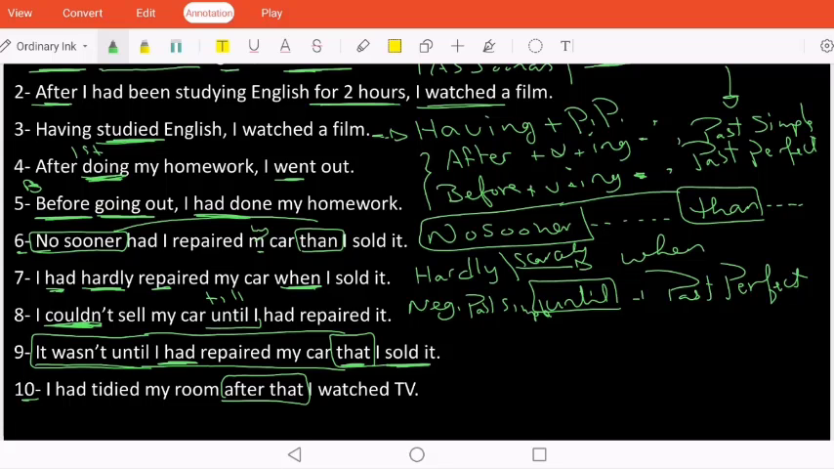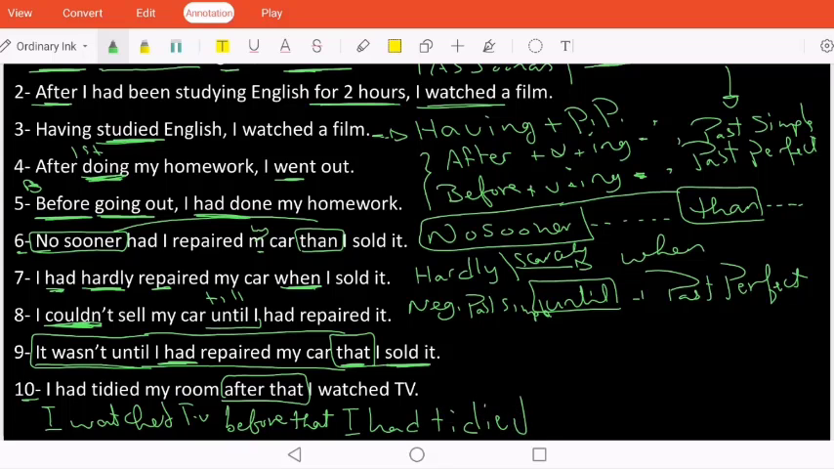I had tidied my room. After that, I watched TV. Note please, if we use the word before that, this means: I watched TV. Before that, I had tidied my room.